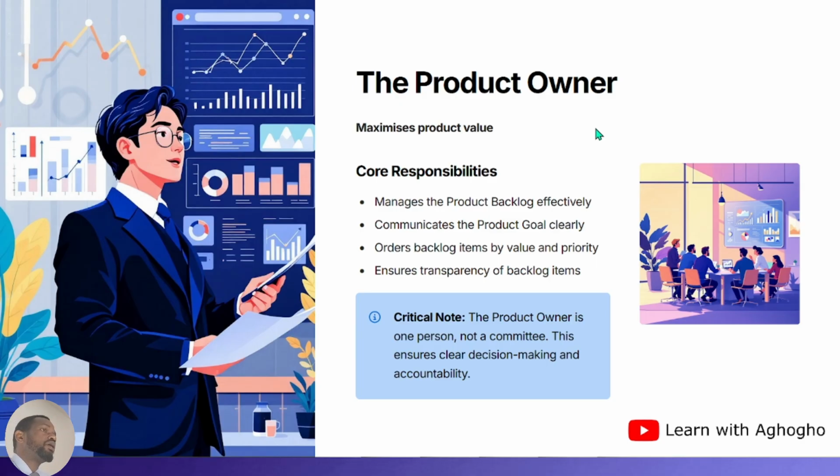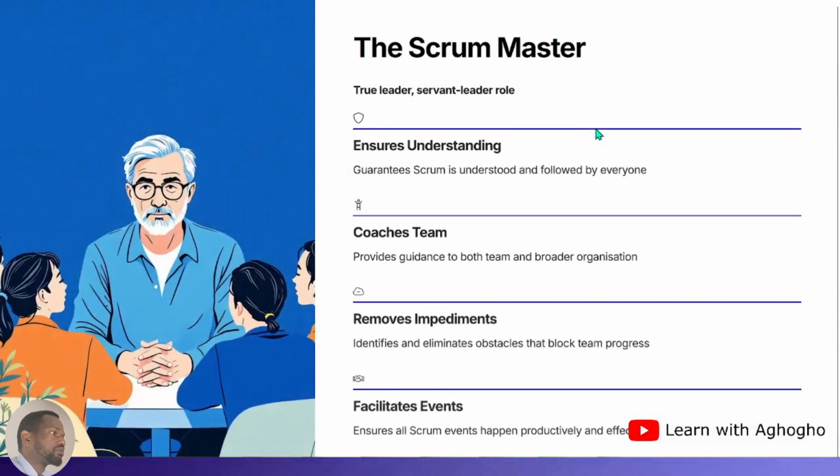Critical note. The product owner is one person, not a committee. This ensures clear decision making and accountability. The Scrum Master, the true leader, servant leader role, ensures understanding, guarantees Scrum is understood and followed by everyone.